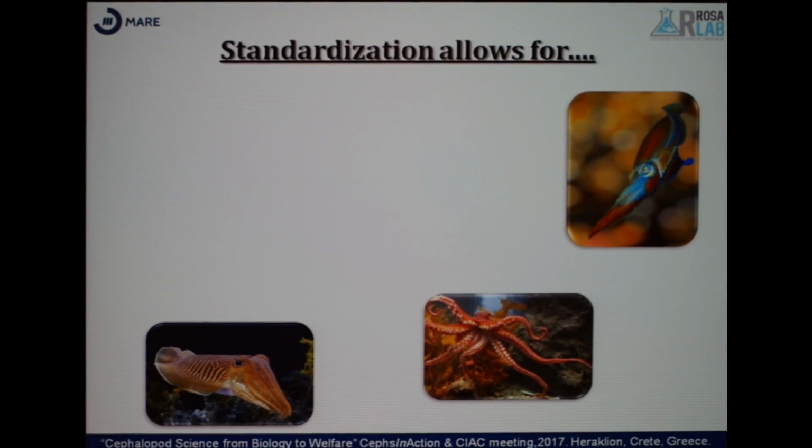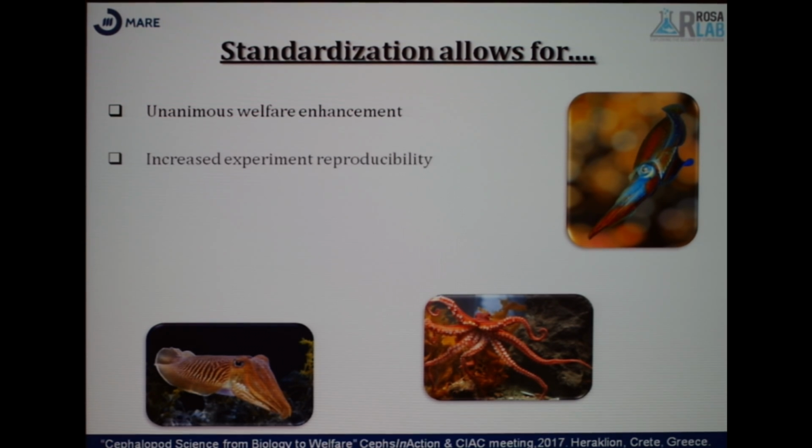So summing up, standardization, what would it allow in research? It will allow for unanimous welfare enhancement tools, for example, using cognitive tests to establish the psychological state, as was mentioned here earlier. Increase experimental reproducibility, that is also important. Sometimes there are divergences created in science that maybe could be solved by better experimental designs and procedures.